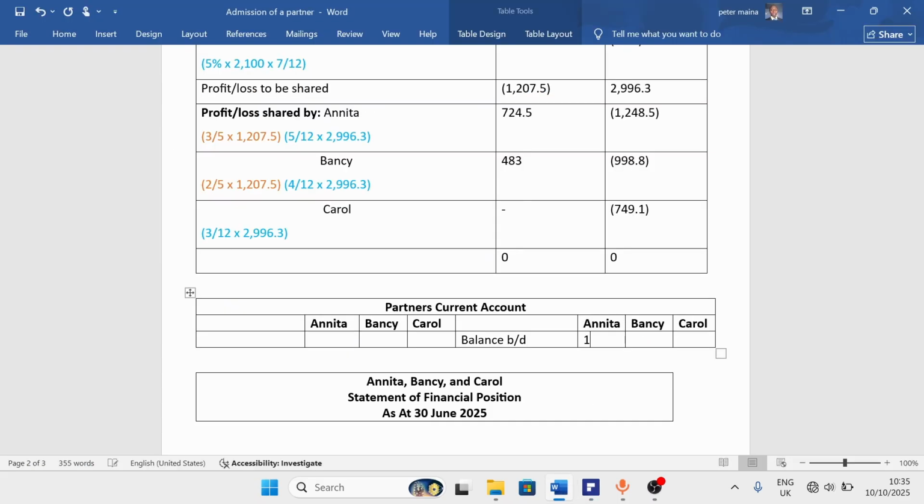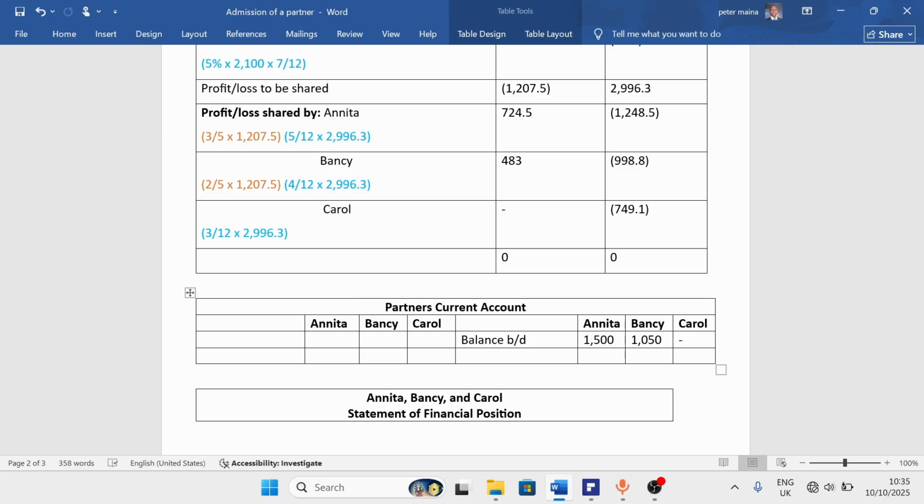So Anita 1500, Bansi 1050, Carol, we don't have an opening balance. So from there, let us make adjustments to reflect the admission of Carol. And here we are just going to show the goodwill part, because the capital introduced is supposed to be recorded in the capital account. But in the current account, we can adjust the goodwill on admission.